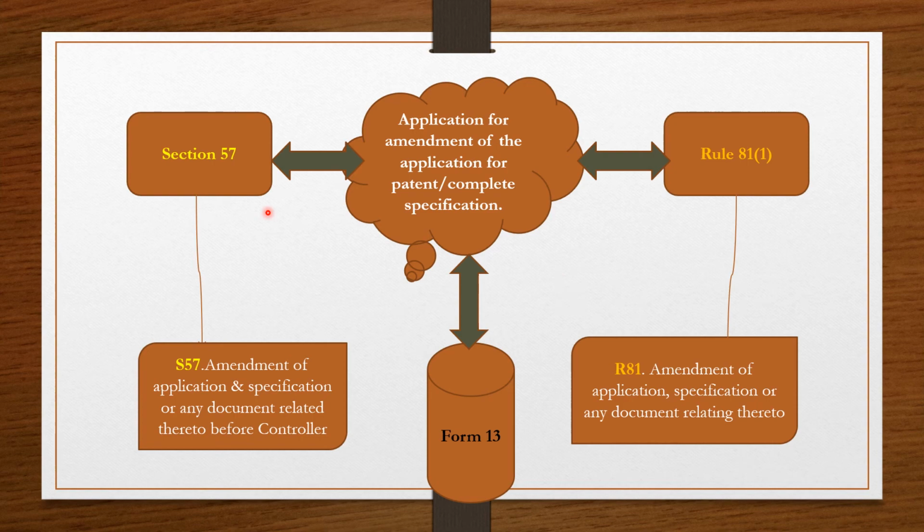So section 57 has the title Amendment of Application and Specification or any document related thereto before the controller. And similarly, Rule 81 says amendment of application, specification or any document relating thereto. So you can see here the keyword is application, the keyword is amendment. In section you can see the word amendment. In rule also you can see the keyword amendment. And here the relationship has been established with form 13.